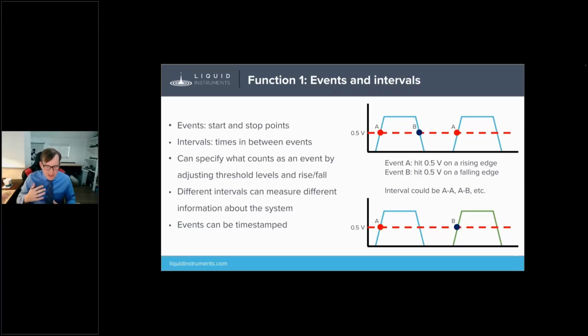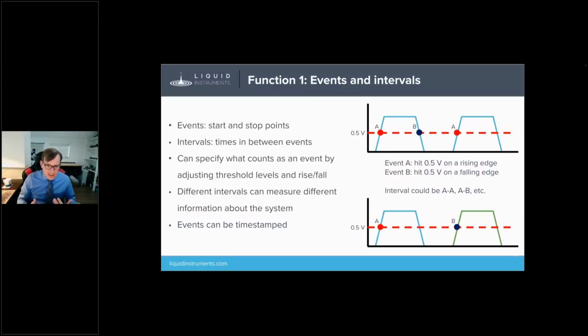In a time interval analyzer, you need to be able to specify what counts as an event. So you have some input into your device, you adjust the threshold level, the voltage at which it triggers, and whether it's a rising or falling edge. You can specify what counts as an event by altering those parameters. So for example, on the right here, let's say I have some kind of periodic signal going into my detector, just a simple pulse sequence or something.